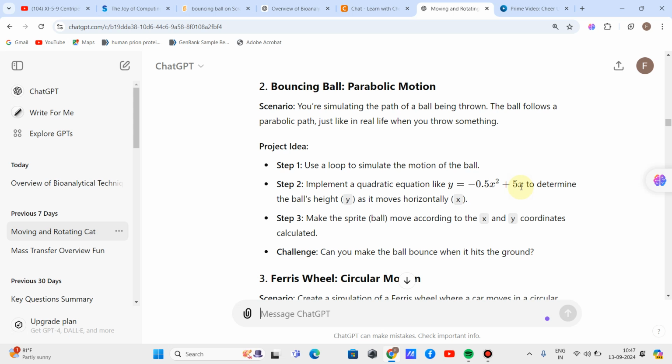Two important points to notice here: I have to make the x direction independent and it will increase by 1 unit every 1 second, and the y-axis will move according to this equation simultaneously.